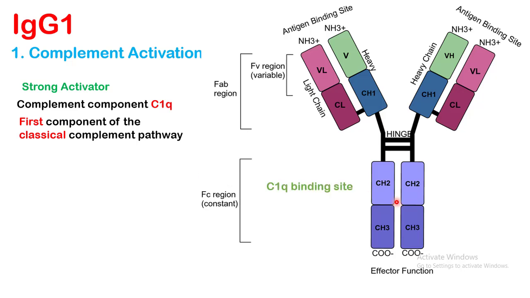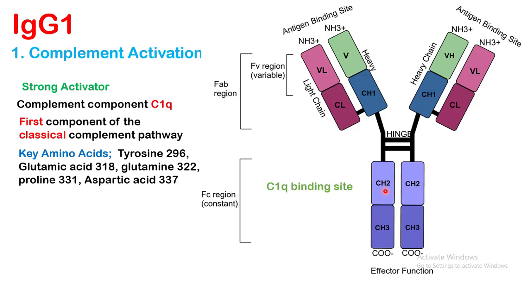Now, the heavy chain contains different constant regions, and we call them constant region 1, constant region 2, or constant region 3 of the heavy chain. So the C1q binding site is available in the second constant region of the heavy chain of the immunoglobulin G1. Now, why does the C1q bind at this particular position?